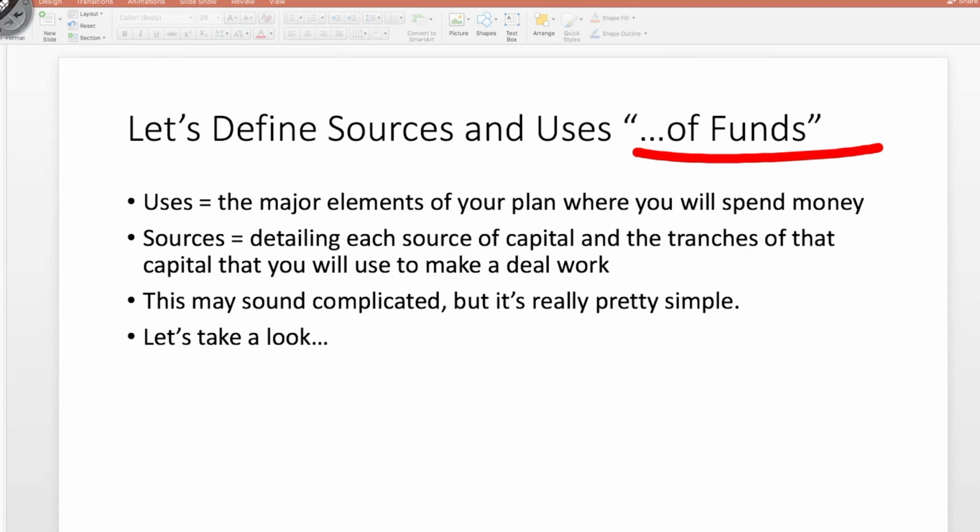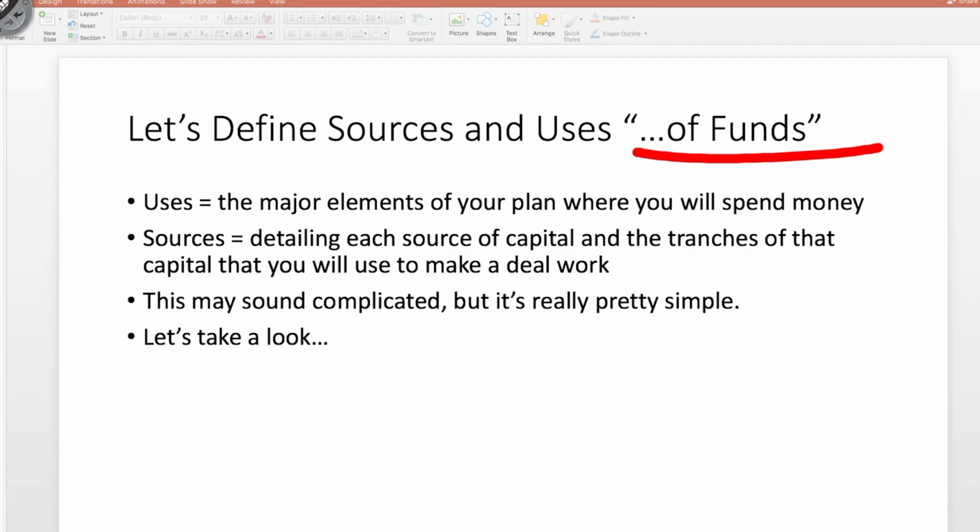Uses of funds includes all the major elements of your plan where you intend to spend money. Examples may include equity value of a property or a holding entity, assumption of debt, payment of fees, renovations and improvements, holding costs, and any other costs that you hope to pay in order to make your deal work. Sources of funds means detailing each source of capital and the tranches of that capital that you're going to use to make the deal work.